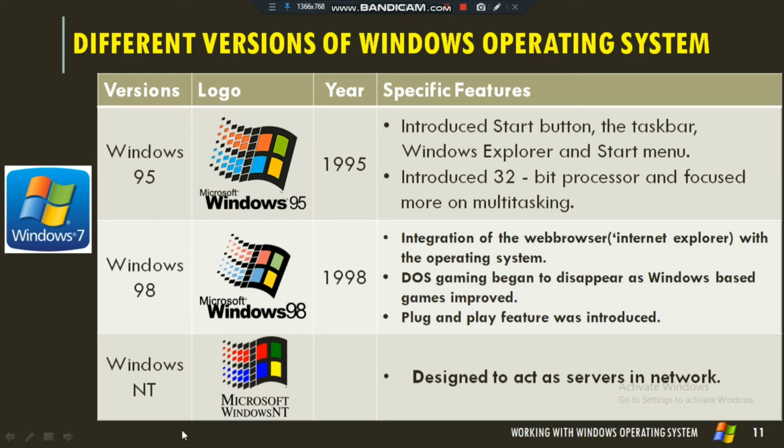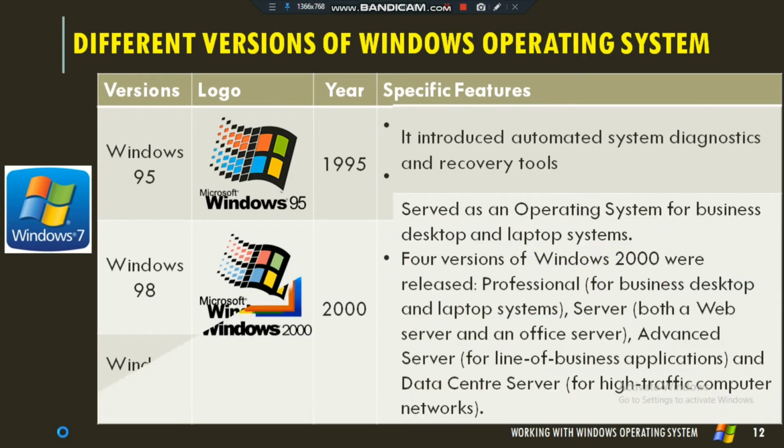And then Windows NT. This Windows NT operating system was designed to act as a server in a network. It can be used to improve internet access functionality. It can work with the servers in a network.